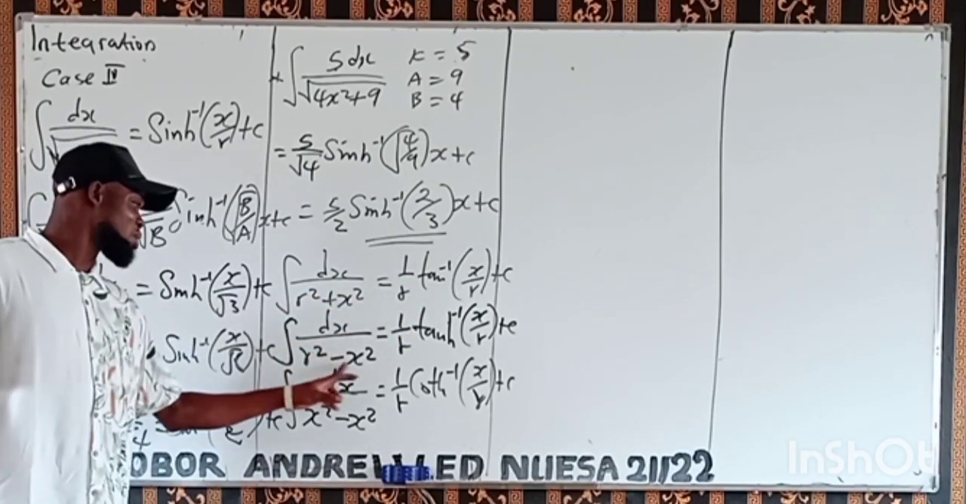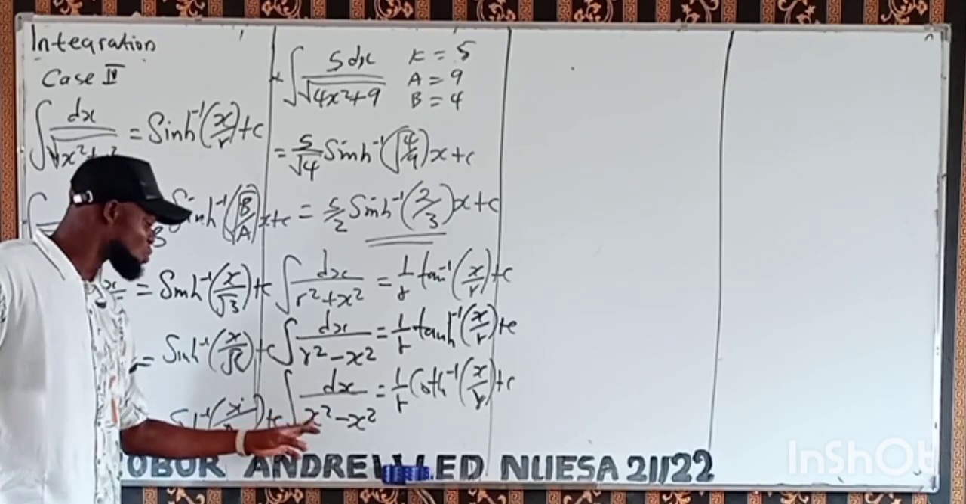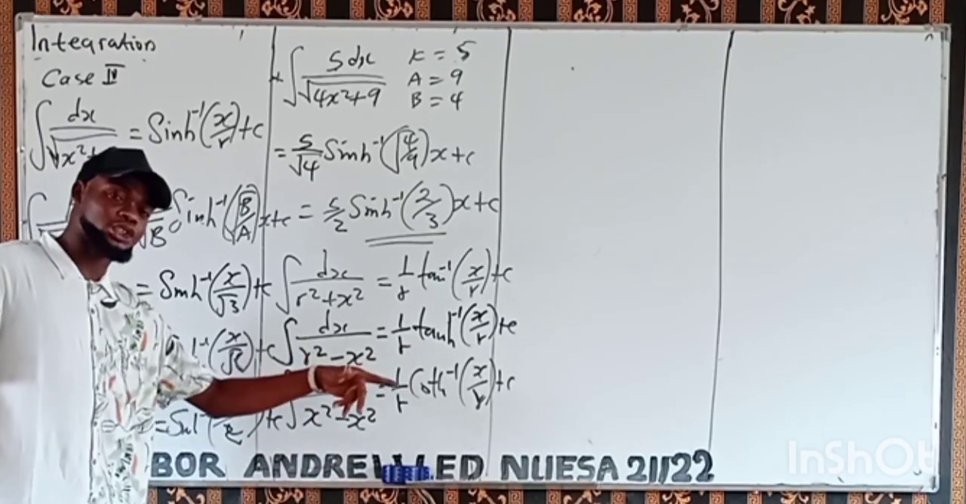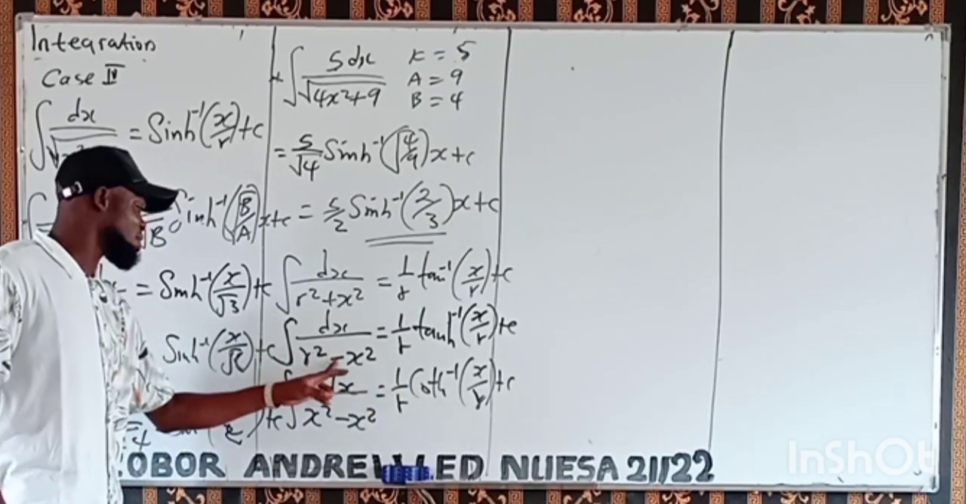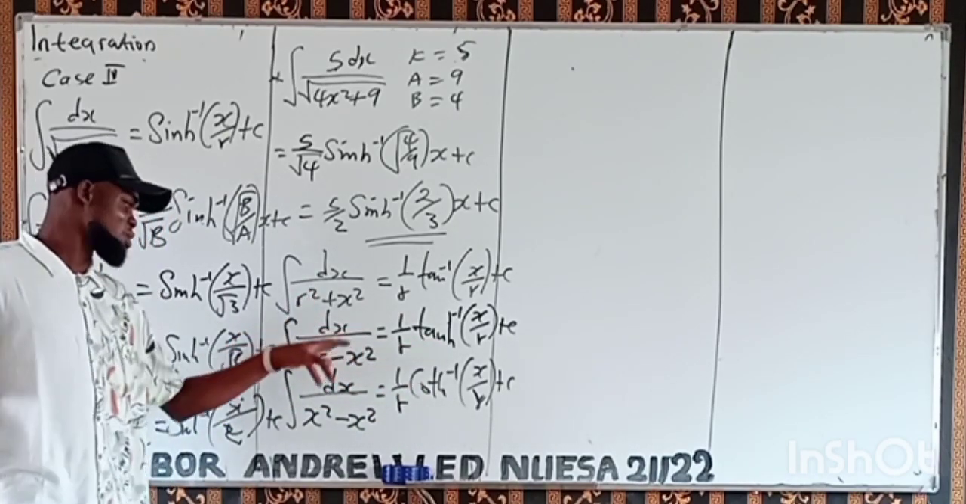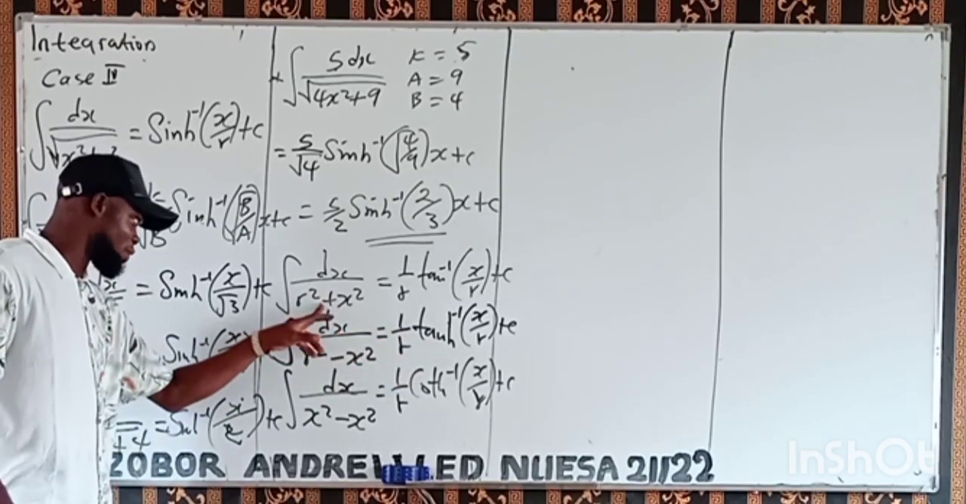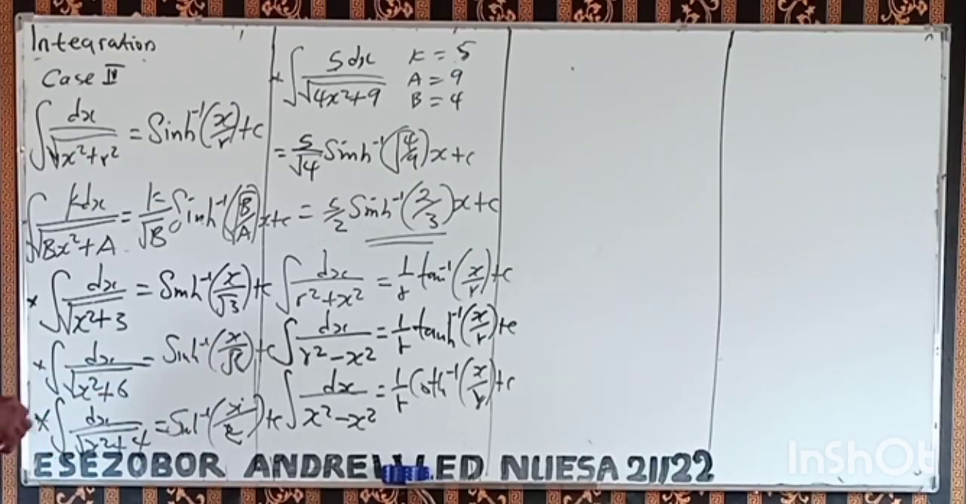If it's r squared minus s squared, there's no square root, it's tan inverse. But if it's s squared minus r squared, there's no square root, it's cot inverse. But if there's a square root here, it will be sine inverse. Take note of the 6 things we have done here now.